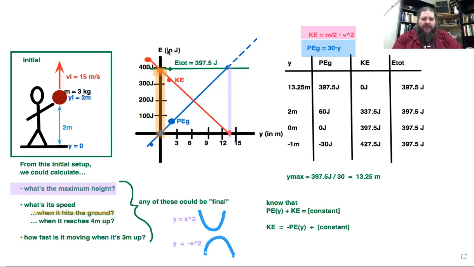Or if we wanted to know something like, what's the speed when it reaches 4 meters up? We can just take a look at 4 meters, identify what's the kinetic energy there, and then again, set that equal to mass over 2 times speed squared and solve for speed. So you can use the in-between points on the graph to figure out information about any of those intermediate locations. Any questions on that graph?